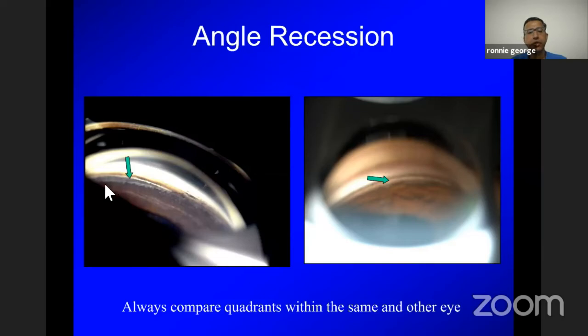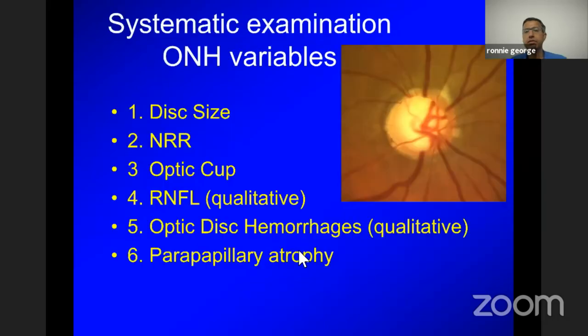Again, if you see any abnormality in the angle, such as angle recession or iridodialysis, don't forget to mark the extent of the angle recession or iridodialysis. If the trauma is subtle, you may not see very gross angle recession, and you would need to compare that with the fellow eye in order to be able to effectively comment on what is happening.